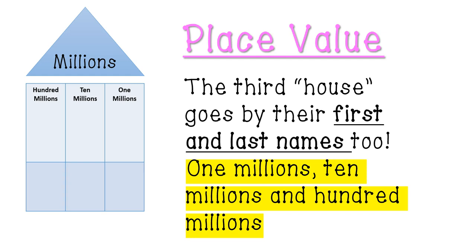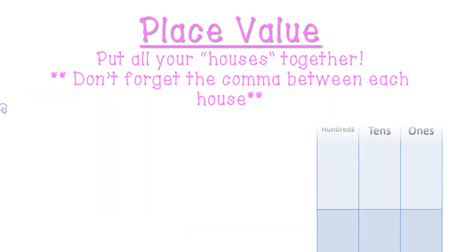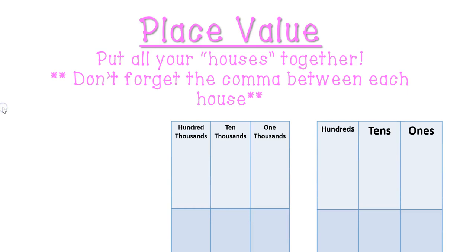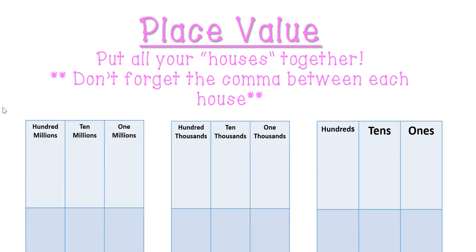Our third house also goes by their first and last names. Again, the first names stay the same, 1, 10, and 100, just the last name changes. And the last name for our third house is millions. We have 1 millions, 10 millions, and 100 millions. We put all of our houses together. They would look like this, and you would add your commas in between them.